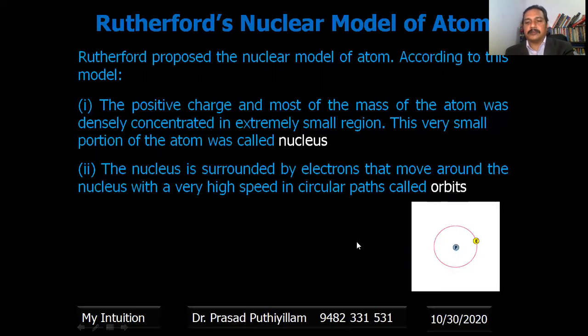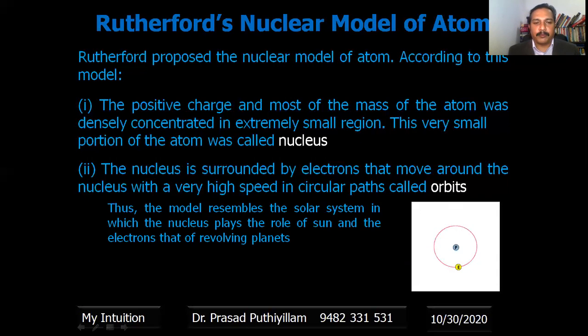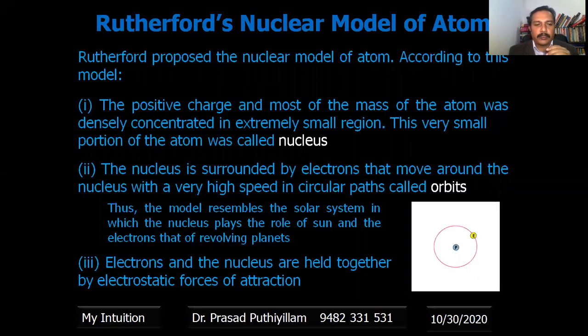It resembles our solar system. So we can say that the positive charge center, or the nucleus, is like the sun, and the electrons are like the different planets revolving around the sun. So this model represents that idea. And the electrons and the nucleus are held together by electrostatic force of attraction.